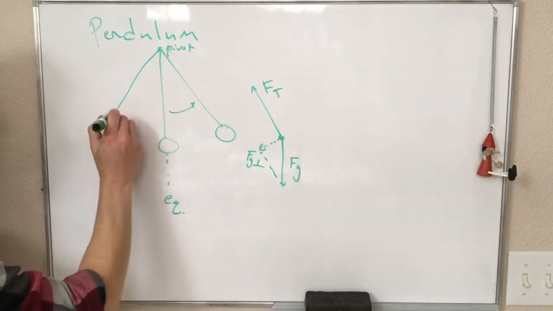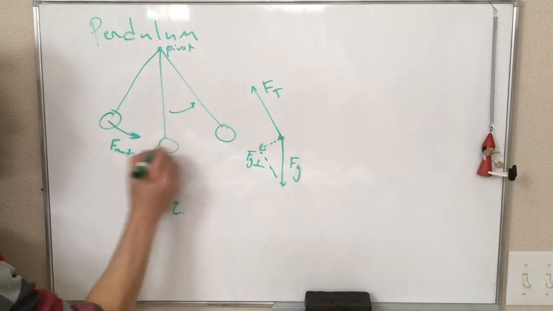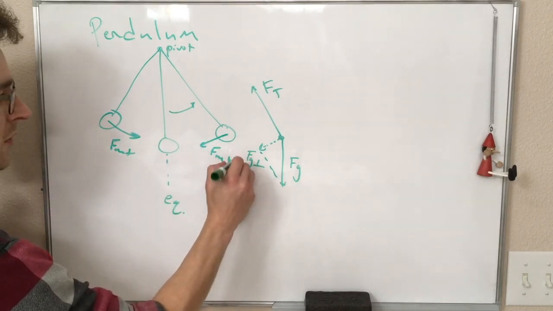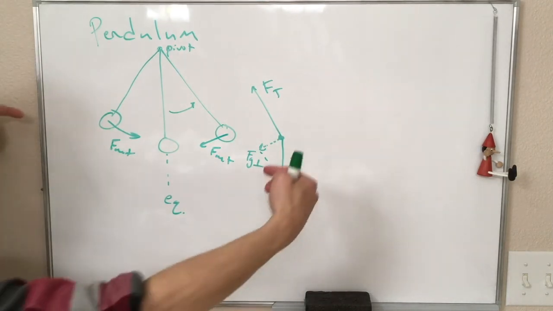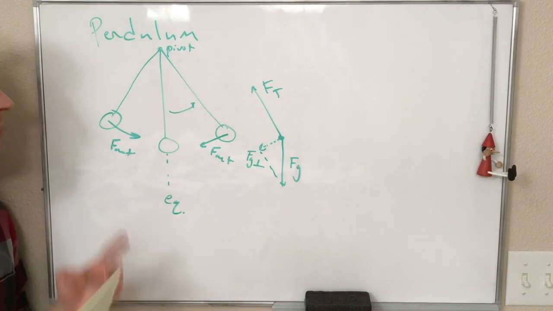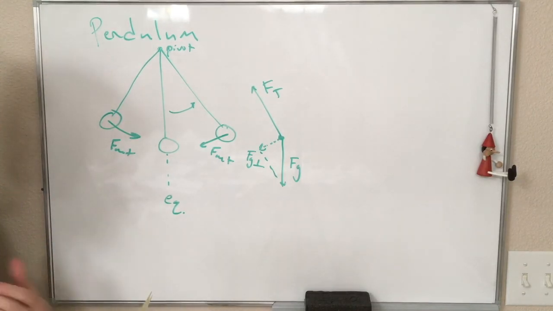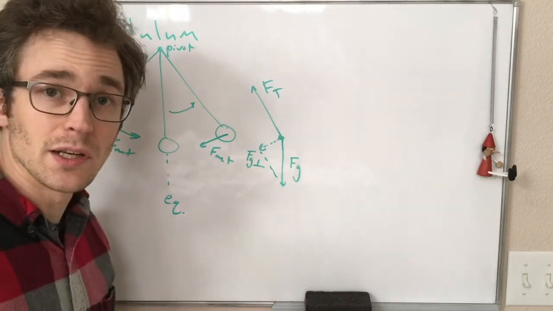Over here, our net force is going to be to the right. So here again, we have a force that is trying to restore us back to this vertical equilibrium position. So our pendulum also has a restoring force, and because of that, also has this oscillating behavior.